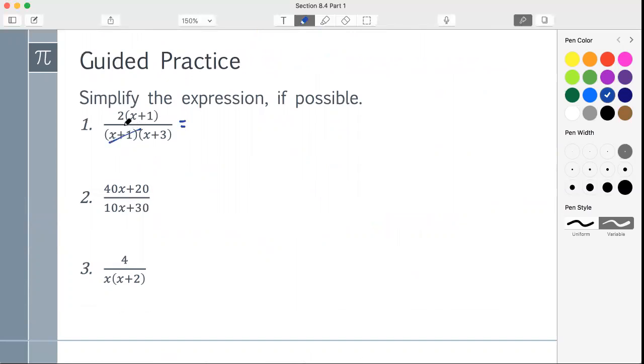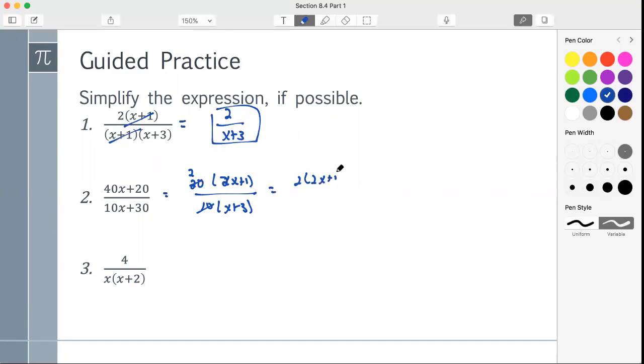All right, so number 1, x plus 1 is canceled, so you're left with 2 over x plus 3. That's it. Okay, number 2, step 1, what you should do is factor. So we have 20 times the quantity 2x plus 1 over 10 times the quantity x plus 3. And the only thing that cancels here is 10 goes into both 20 and 10. So we're left with 2 times 2x plus 1 over x plus 3.